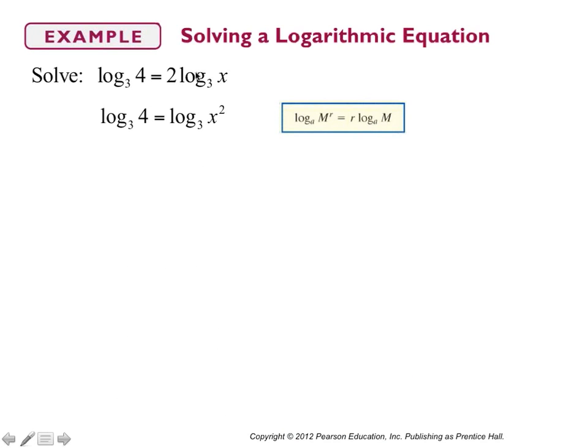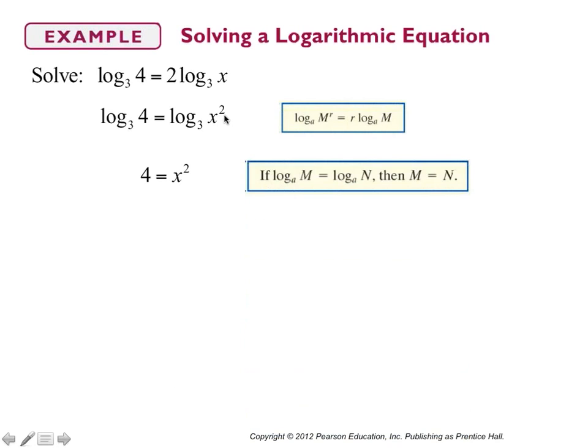So hopefully you've noticed here, if you have this 2 out front, we can move that up so that it's a power. So we have log base 3 of 4 equals log base 3 of x squared. So what we do is we set 4 equal to x squared, and then this is something that we can solve. Now we're able to do this because we have a log base 3 on the left-hand side, we have a log base 3 on the right-hand side, and they're both alone. Since they're both alone, we can just ignore them, and we're just left with 4 equals x squared.